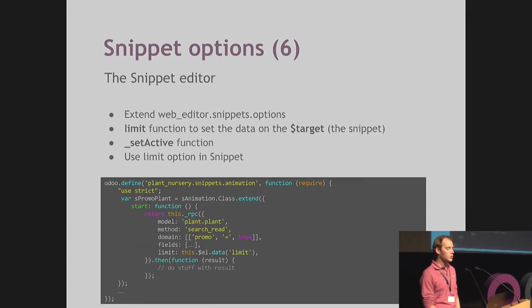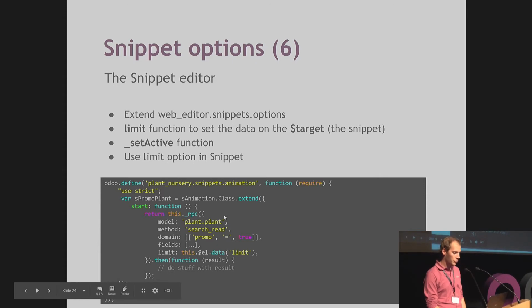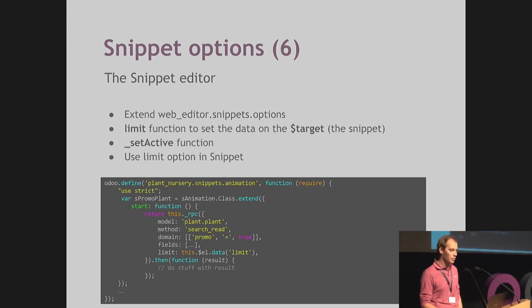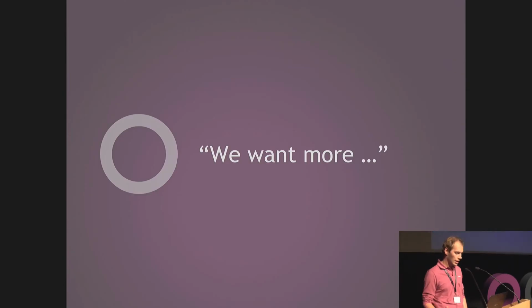And the last thing to know is to use this limit in the snippet. So here you've seen this code before. The only difference is that we've added limit and used the limit that the option just set. So the RPC will add a limit of 1, 2, 3, depending on what you've done, and that's it. So no whole you screaming, we want more. That's all right, because we have more.